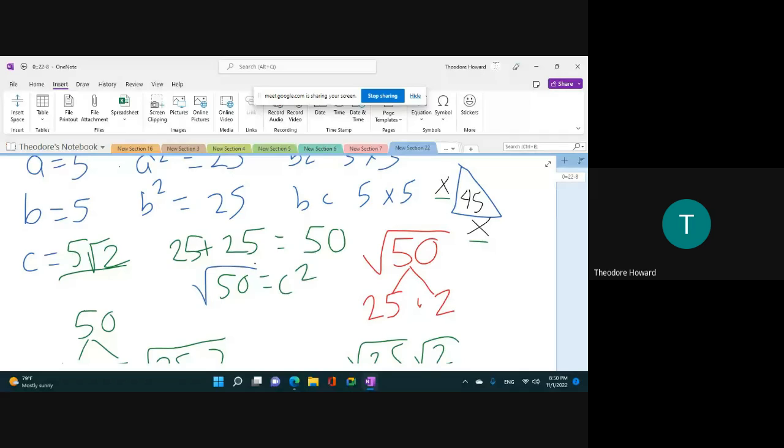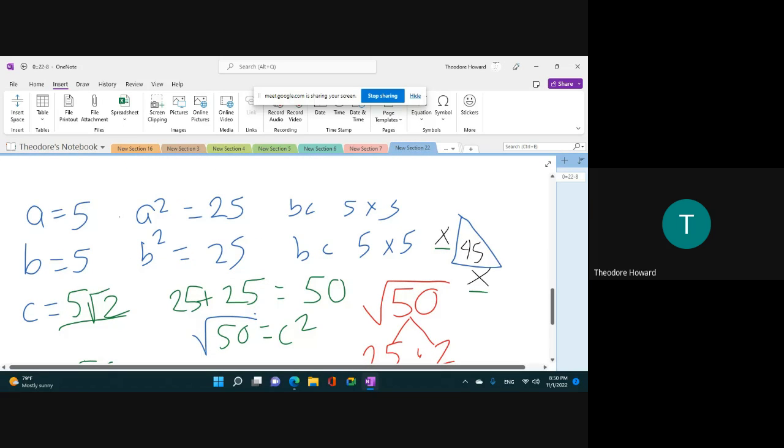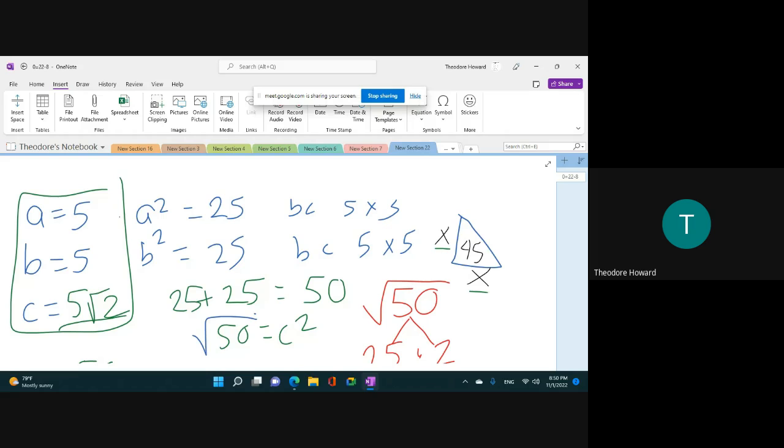So it's still going to be X. Listen up. Look at these numbers. What do all these numbers have in common? They always have 5. So if A is 5, B is 5, C is also going to be 5. But what's the difference between C versus B and A? C has the square root of 2, and A and B do not. And that's what you have to remember for your 45-45-90 triangle.